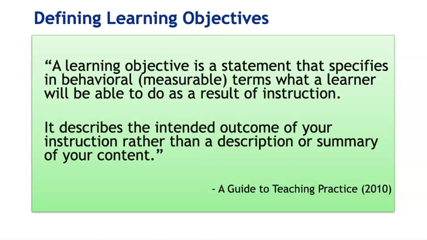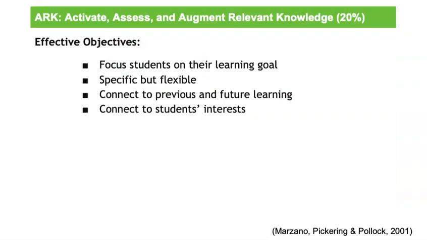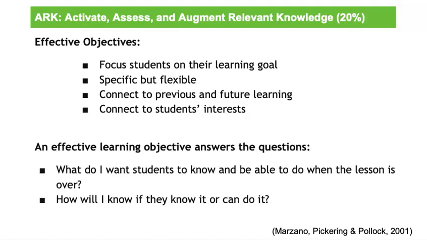So the key thing here is these measurable terms. How will we know that they are successful? Well, we're going to talk about that in just a second. So an effective objective is going to do these four things. It's going to focus students on their learning goal. It's going to be specific but flexible. It's going to connect to what they already know and to what they will be learning. And it's going to provide a hook. It's going to connect with their interests.